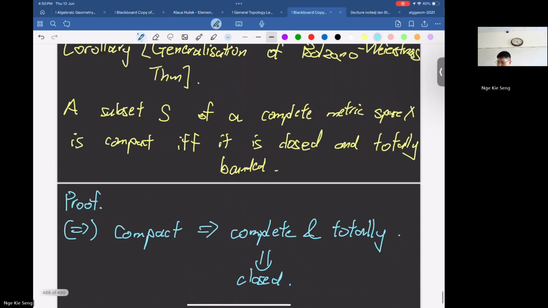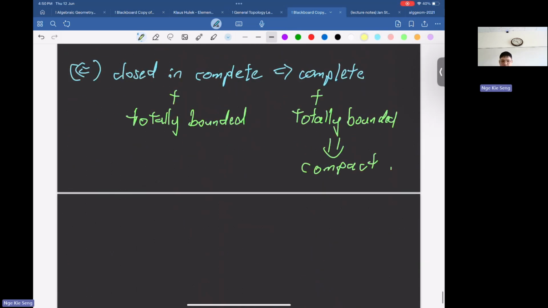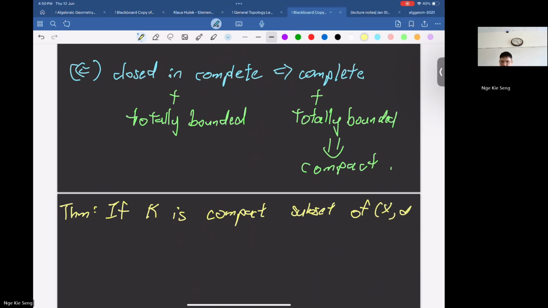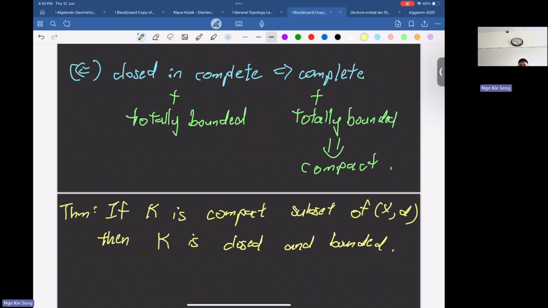So, theorem. If K is a compact subset of a metric space, then K is closed and bounded. So there's one direction only here. I write here that it's the same proof as with Rn.